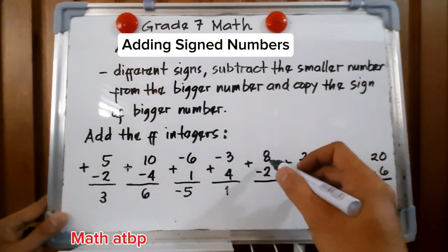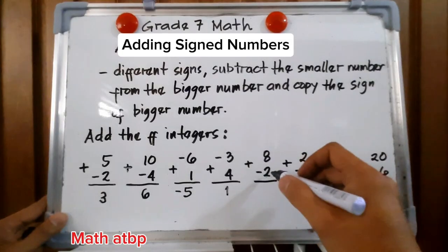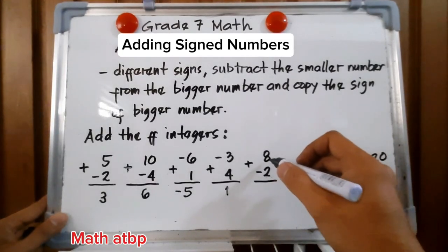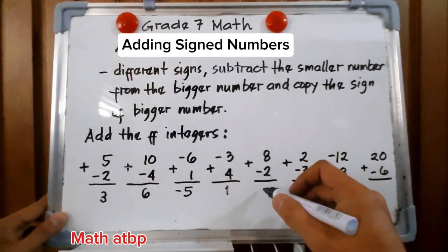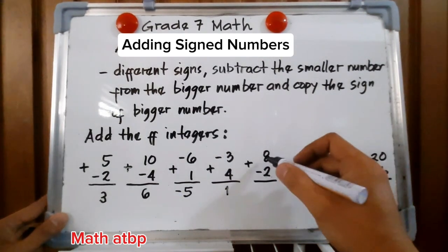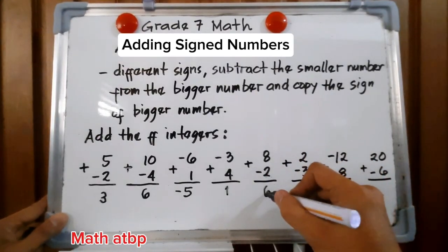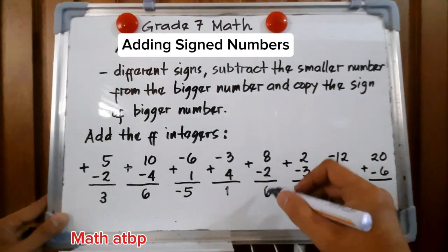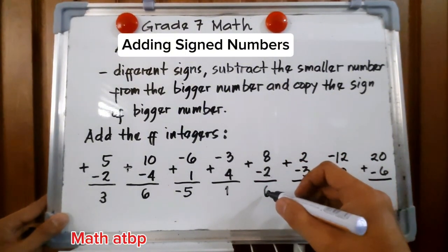Okay? Next, 8 plus negative 2. They have different signs. 8 is bigger than 2. The sign of 8 is positive, therefore the answer must be positive. And then, we're going to subtract. 8 minus 2 is 6. Therefore, 8 plus negative 2 is positive 6.